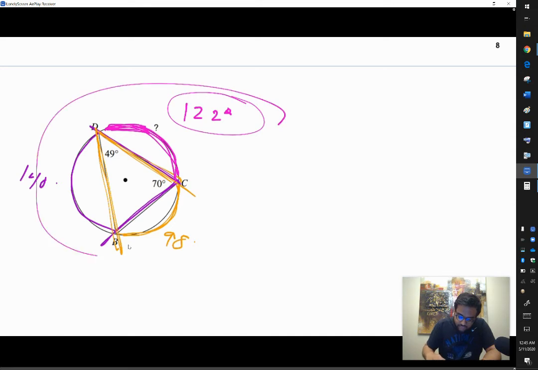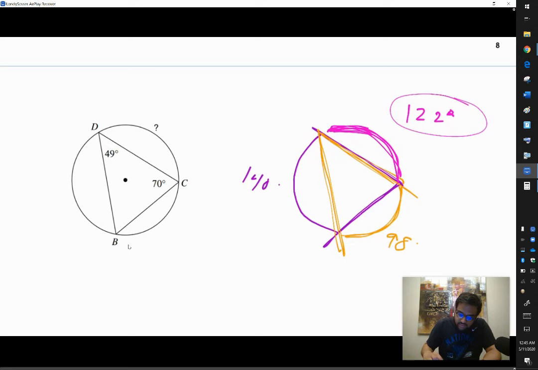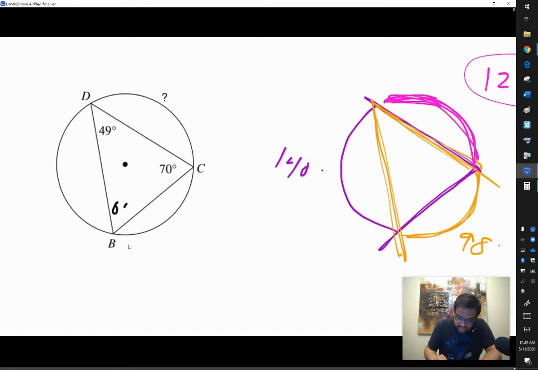you might realize that, hey, this is a triangle. All triangles measures their angles add up to 180. So subtract 49 and 70 from 180. So, hey, they may as well give us this to be 61 degrees. And what do you know? Intercepted arc, inscribed angle, 61 times 2 gives us 122. Either way.